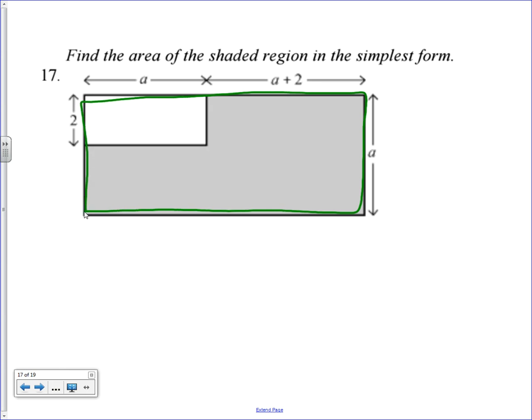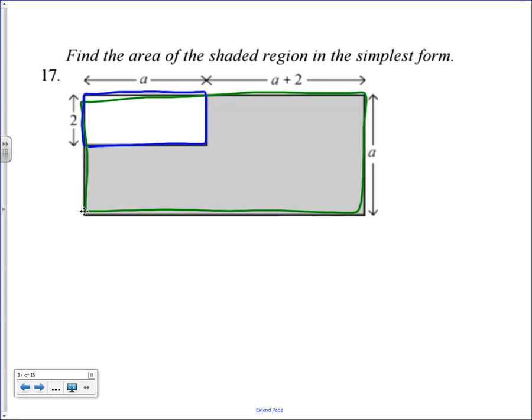Okay. What about the white portion? Where does that come from? The smaller rectangle. Fair enough? Yes? So I want the big rectangle, but I don't want that little guy. So how do I do that? You subtract it. If I don't want it, I'm going to take it out or I'm going to subtract it. Okay? So let's start with the big rectangle. I want to find the area. How do you find the area of any rectangle?